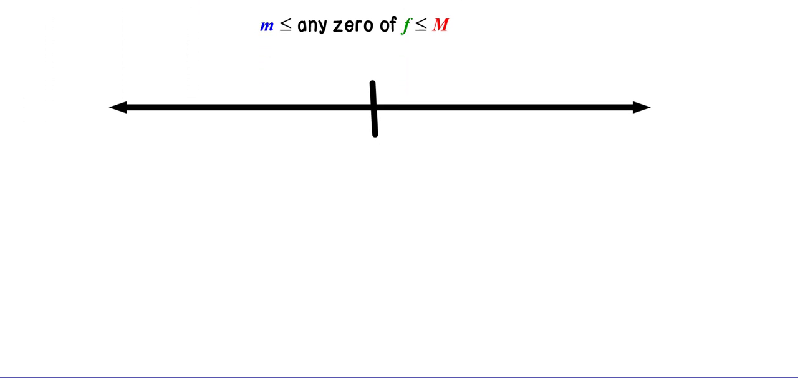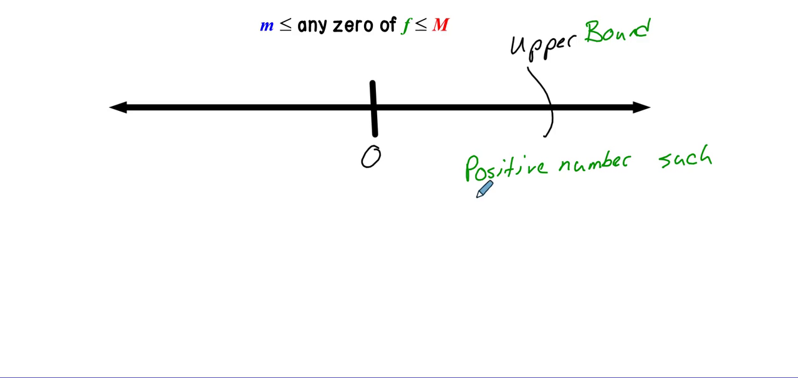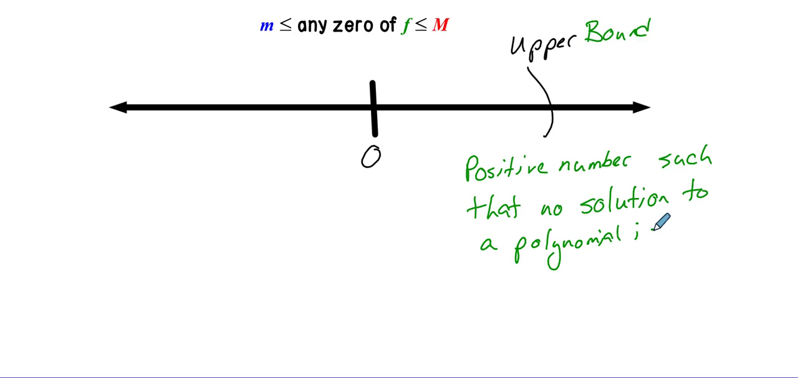So a simple way of looking at it is on a number line, you have 0 in the middle, and you have this upper bound. Basically, the upper bound is a positive number such that no solution, and remember a solution to a polynomial is a zero, no solution to a polynomial is bigger. So none of the solutions, the zeros, can be to the right of the upper bound.